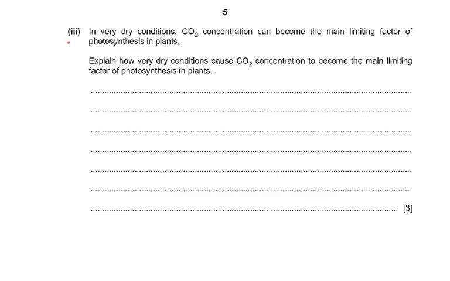Then coming to part 3 of the question, in very dry conditions, CO2 concentration can become the main limiting factor of photosynthesis in plants. Explain how very dry conditions cause CO2 concentration to become the main limiting factor of photosynthesis in plants. Very obvious. What is going to happen when there are dry conditions?